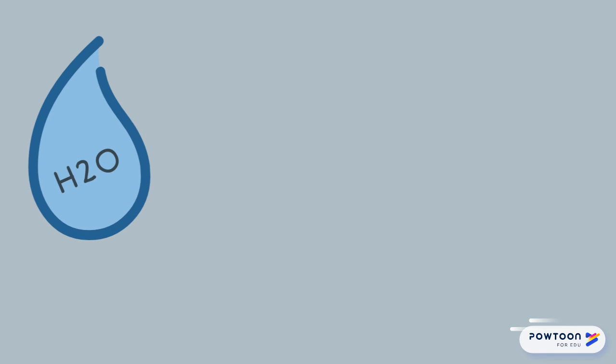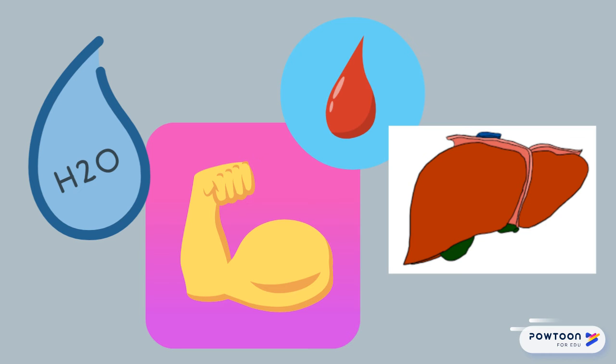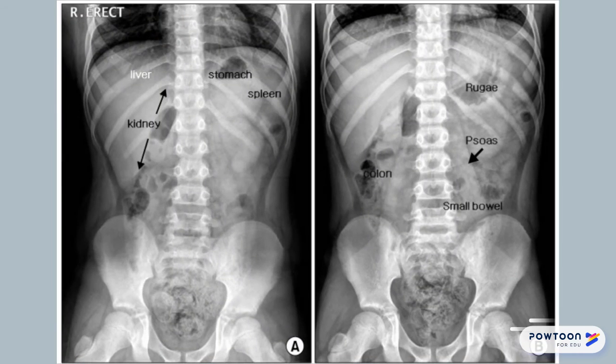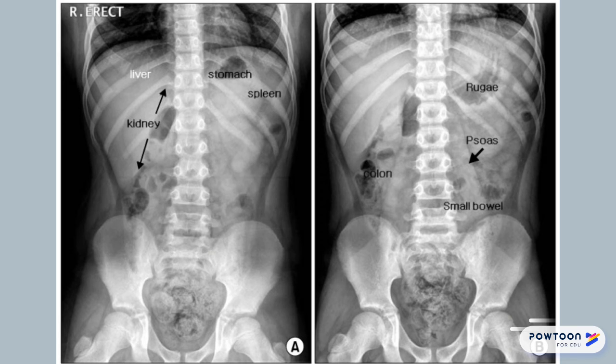Water density tissues such as muscle, blood, and solid organs create the greatest amount of scatter radiation in the body. When these tissues are imaged, it will be harder to identify because of the blurring created by the scatter radiation.